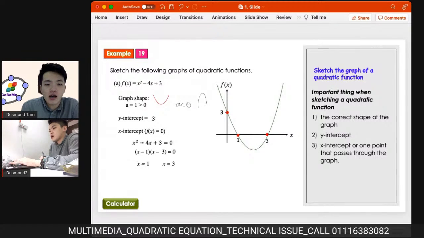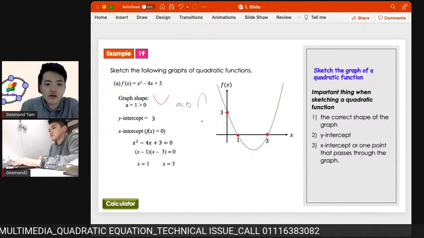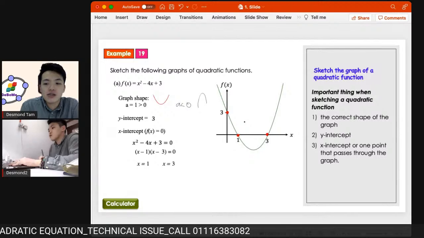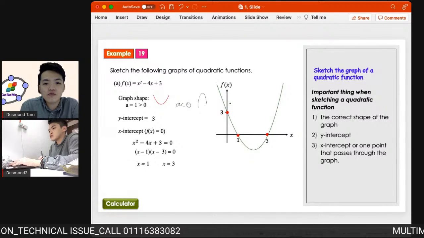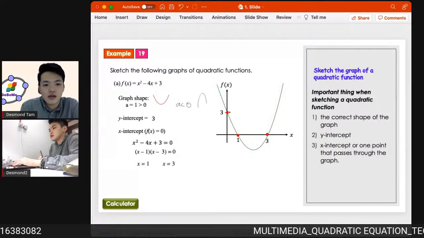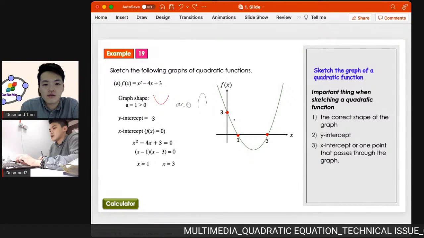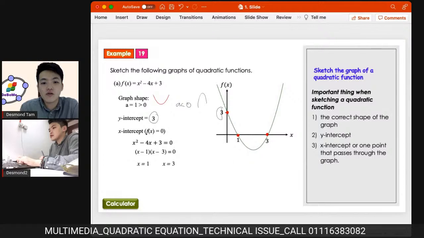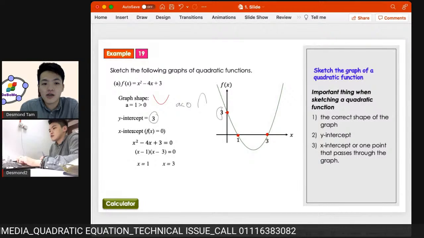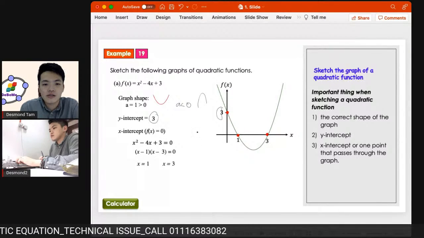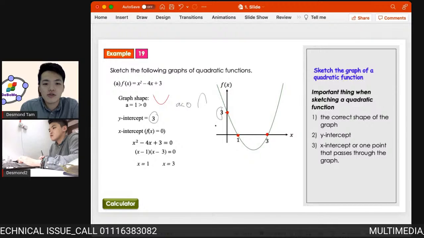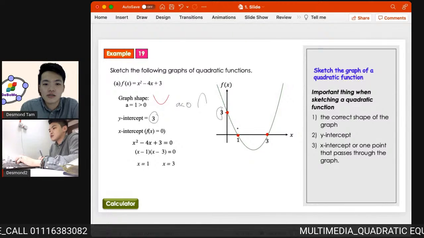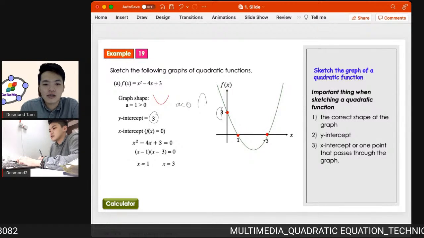Then the next part is the y-intercept. The y-intercept is basically the point where it touches the y-axis. So for f(x) here, we can see that the y-intercept is 3. Then after that, we also look at the x-intercepts. For the x-intercepts, we want to see which two points touch the x-axis.